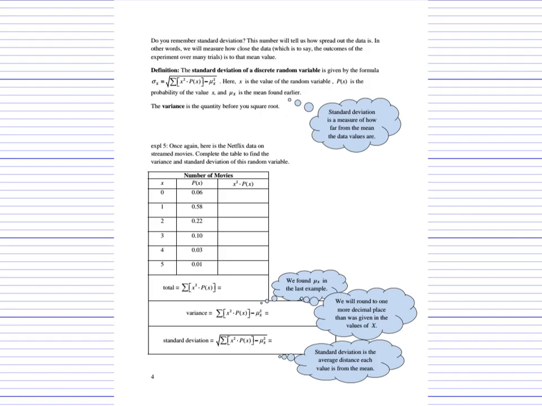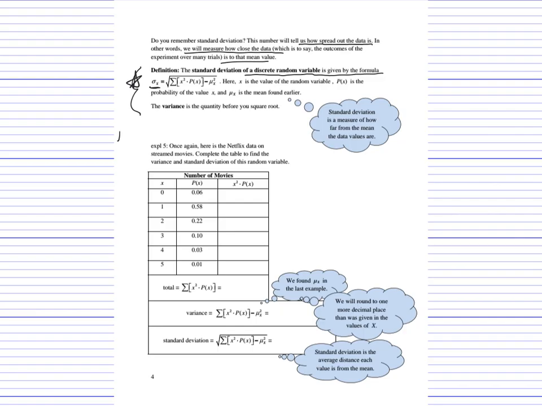Okay, next up, standard deviation. A little bit more complicated formula, but nothing we can't handle. Remember, standard deviation tells you how spread out the data is. So what we're doing is measuring how close the data is to that mean value, right? So here we've got our formula. Standard deviation of a discrete random variable is given by this formula.